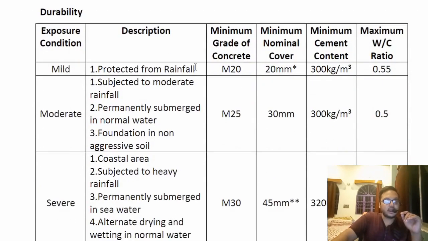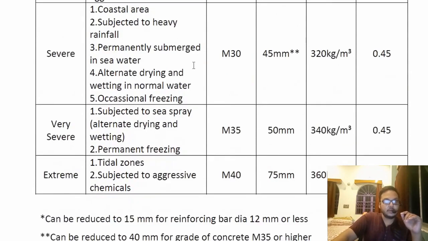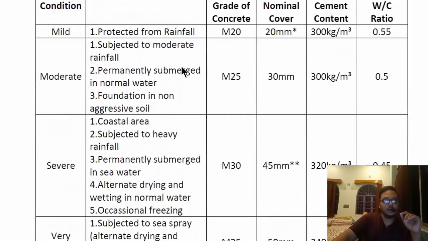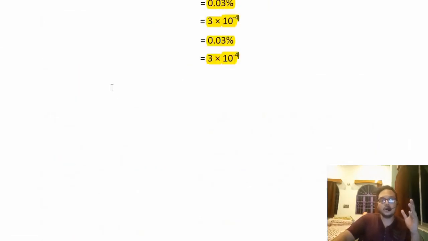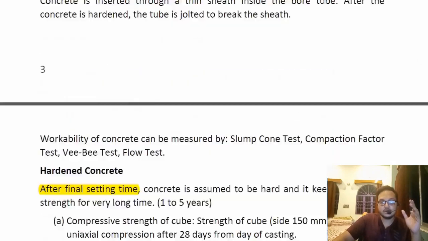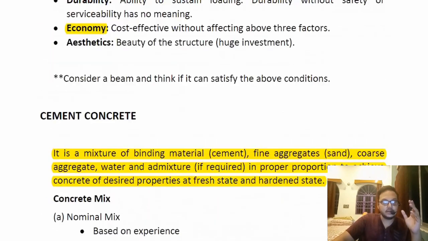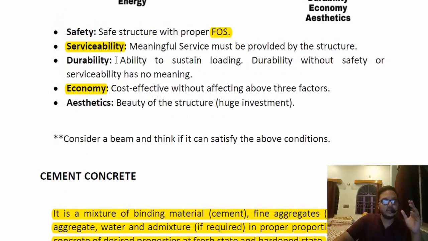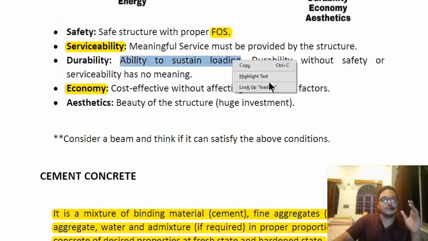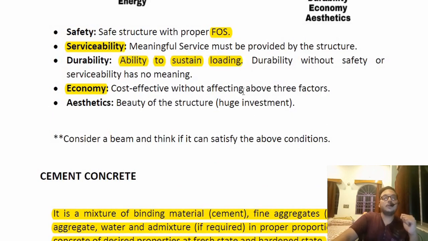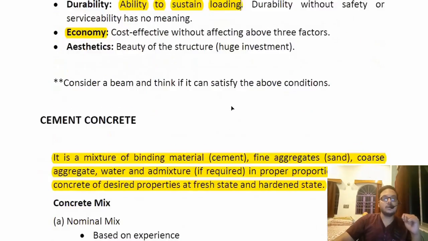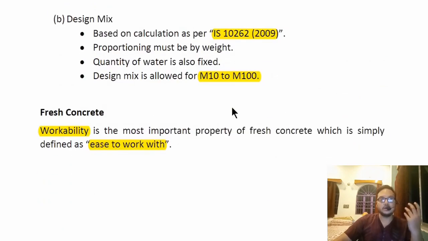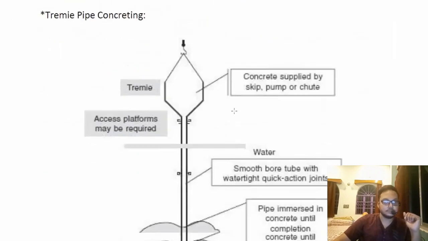Next, there is one chart discussing the durability of concrete. Durability, whose definition we have already read, is the ability to sustain loading. How much a concrete member or structure can sustain loading for a prolonged period is the durability of that concrete member, element or structure.